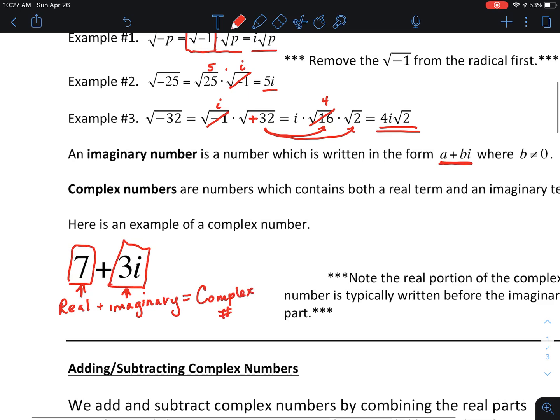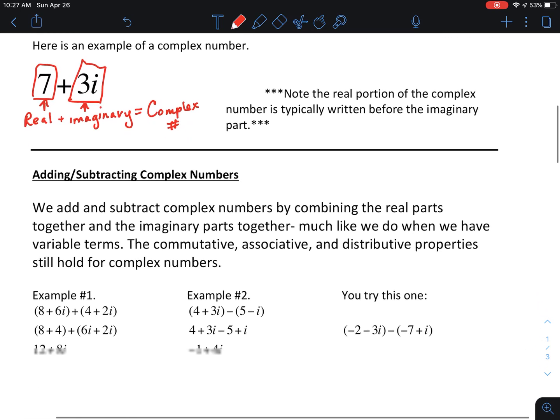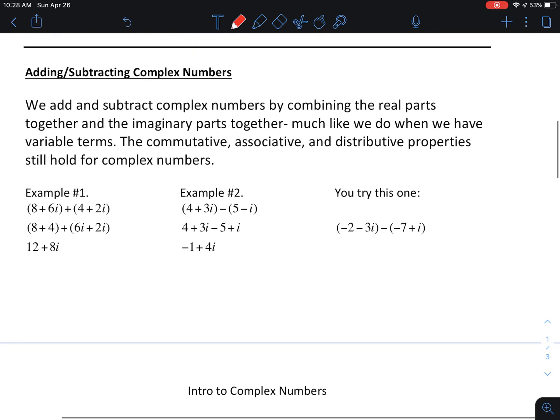All right? And in most cases, when you're performing operations with complex numbers, i is treated like any old variable, like if it were an x or a y or a z. The only thing we need to remember is that when we're combining like terms, just like with regular expressions, we can only combine real parts together and imaginary parts together. We can't combine real and imaginary together, okay? So let's take a look.